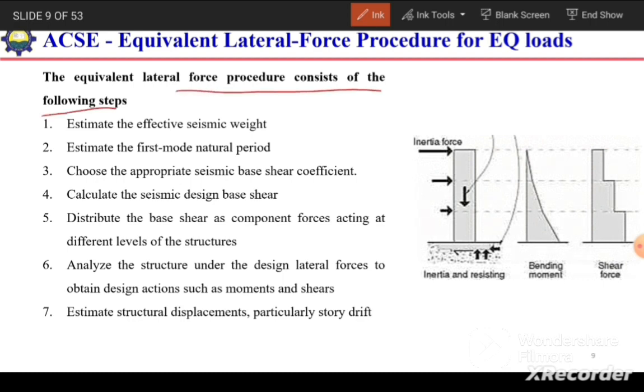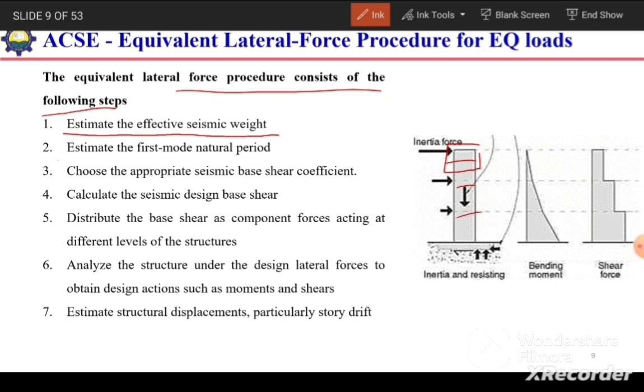So the equivalent lateral force procedure consists of the following steps. The first step is to estimate the effective seismic weight of the structure. So we need to estimate the weight of the structure which will be present in the event of an earthquake at different levels of the structure.